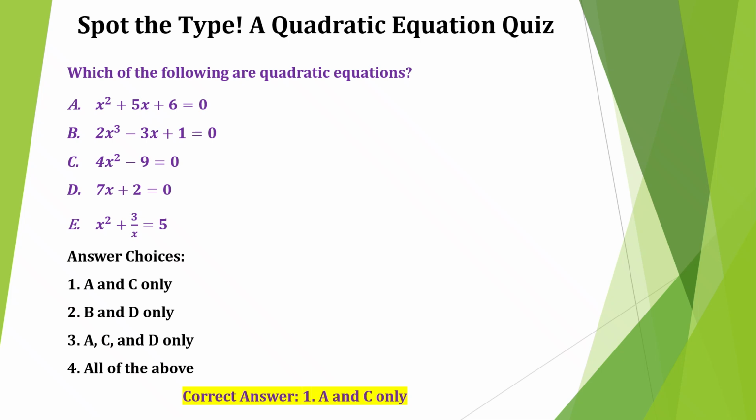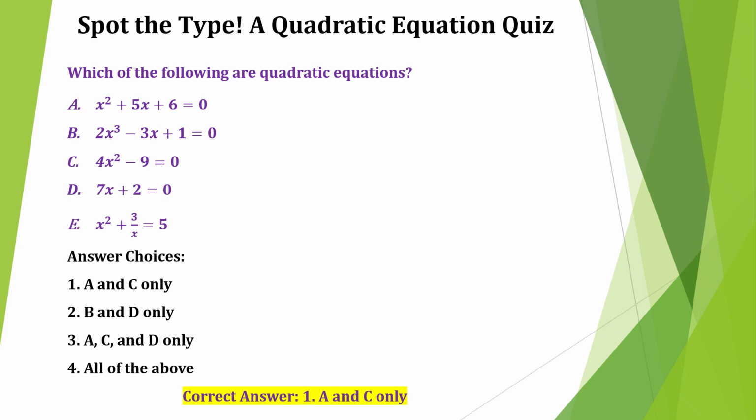In case of C, this is 4x square minus 9 is equal to 0. This is very well compatible with ax square plus bx plus c is equal to 0, where a is equal to 4 and b is 0. So this is also a quadratic one. For 7x plus 2 is equal to 0, that is the fourth choice, D, that is again not a quadratic equation because there is no degree 2 here.